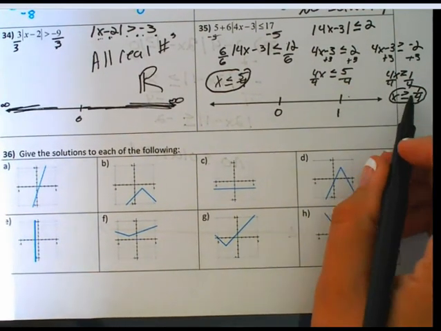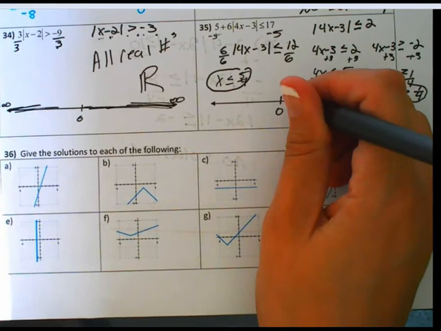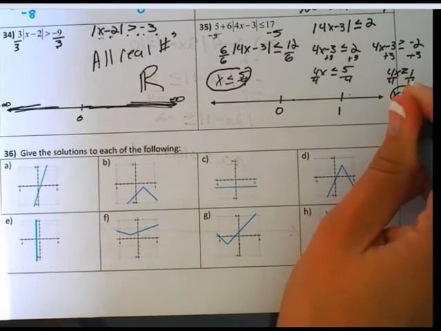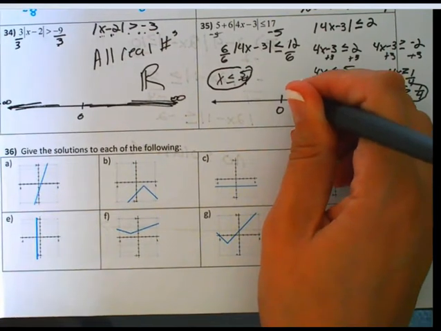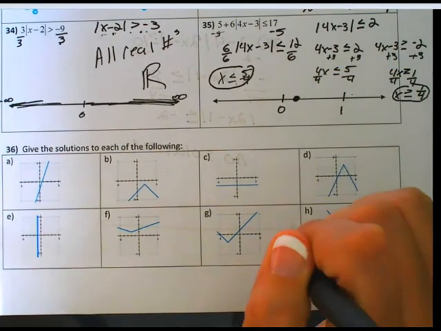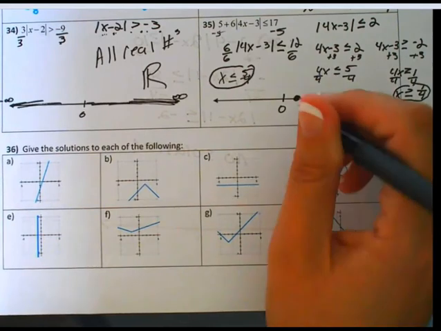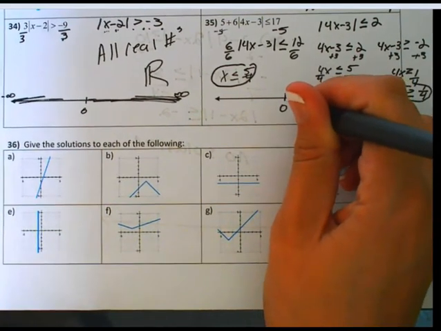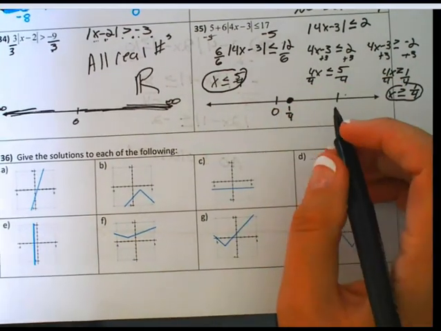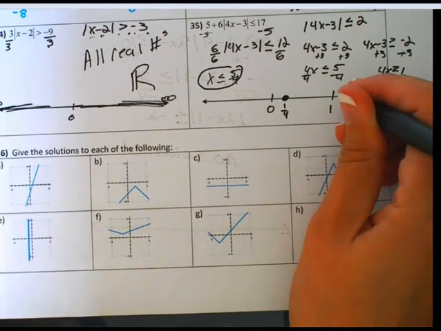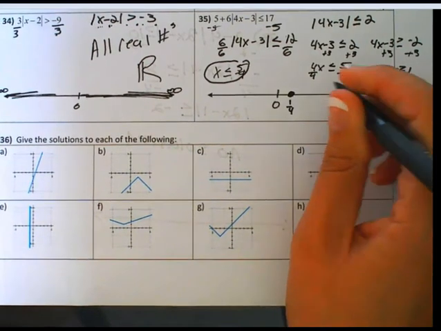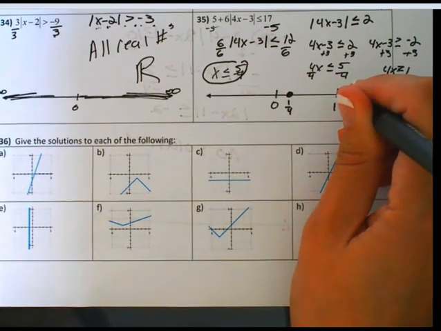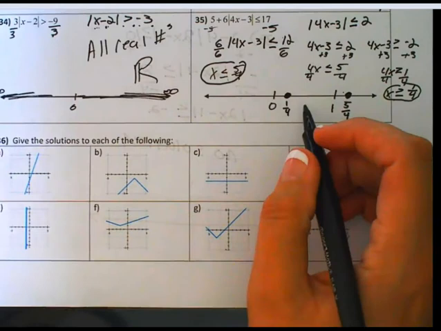So we have 0.25, which is going to be about right here, and it says greater than or equal to. So greater than or equal to means that it's going to be a filled in or solid dot. So that's our 1/4. And then we said 1.25, which will be about right here. So here's our 5 over 4. And again, it's less than or equal to.